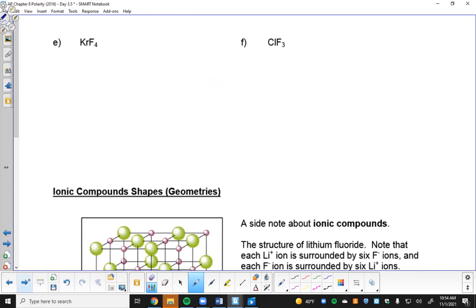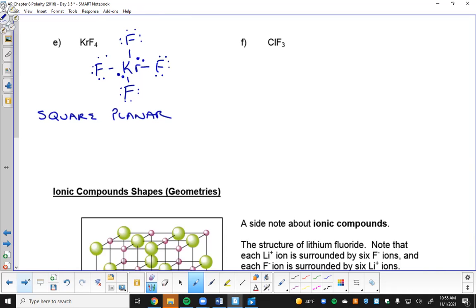And since we're talking about noble gases, let's take a look at krypton tetrafluoride. Fluorine's all around. Lots of electrons to work with. More than enough electrons to work with. So we put the extra pairs on the central atom. And we get a square planar shape. Put it together real quick. It's almost halfway done already.